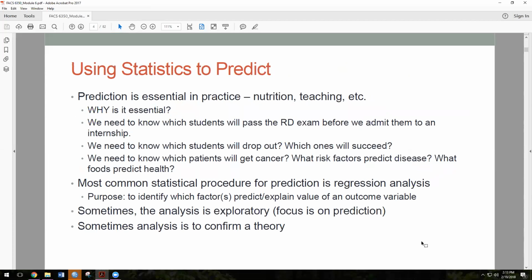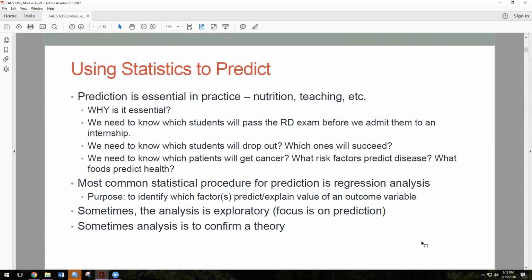So when I need to predict something, it's essential for teaching and for nutrition and for medical care and all kinds of different occupations and just things in general where we need to predict. So even statistical models are used in meteorology to predict weather. And so it's essential that we have very good and very stable models. And so, I want to know what students are going to pass the RD exam.